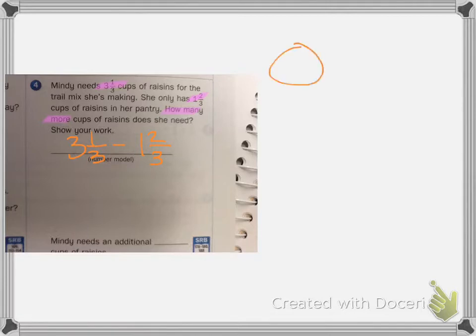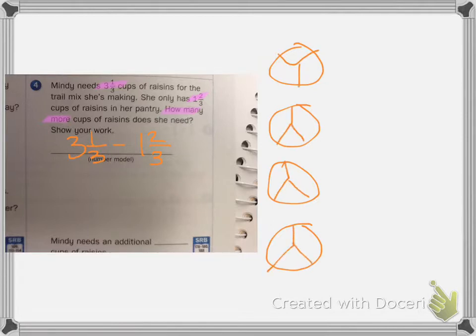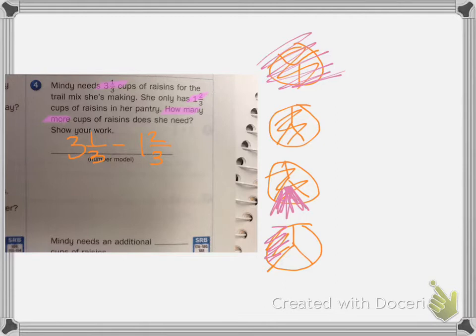So then we need to actually solve it. So if we have 3 1/3, all of these are shaded, and 1/3, and we need to take away 1 2/3. So we're going to take away 1 whole, and then we need to take away 2/3. So we're going to take away this third, and we're going to take away this third. So how many does she have left? She has 1 whole and 2/3. So Mindy needs an additional 1 2/3 cups of raisins.